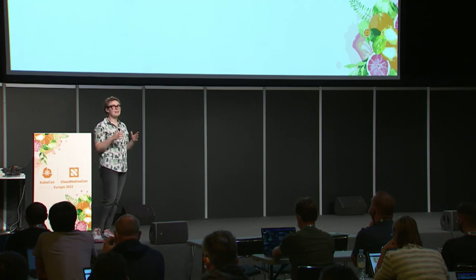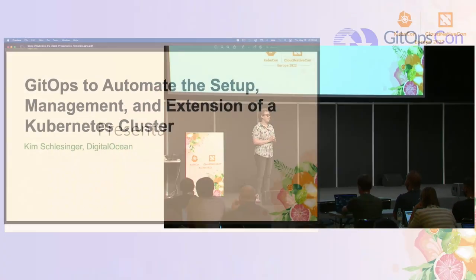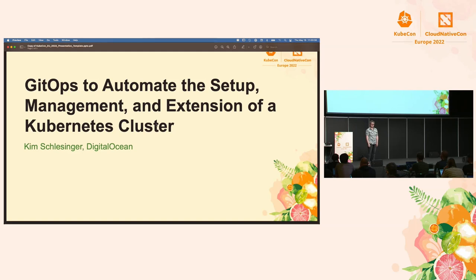But first, my name is Kim Schlesinger. I am a developer advocate at DigitalOcean. I focus on our Kubernetes education. And prior to DigitalOcean, I was a site reliability engineer at a company called Fairwinds. And I'm actually a career changer. So before all of that, I was a primary school teacher, and I was an instructional coach and curriculum designer. So I like bringing tech and education together.